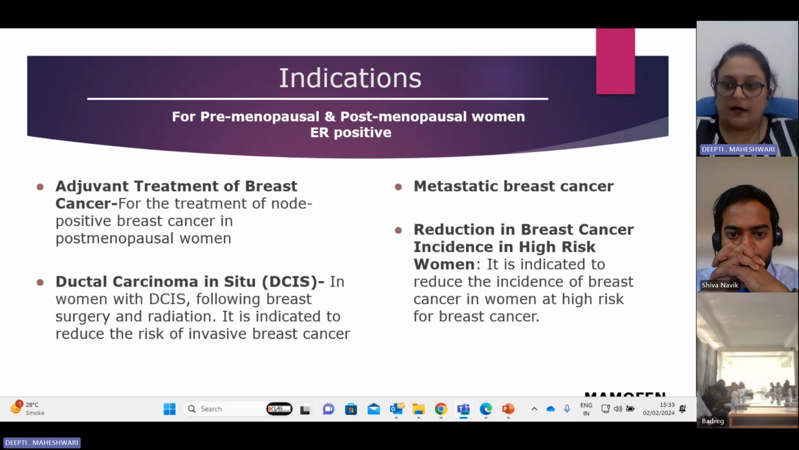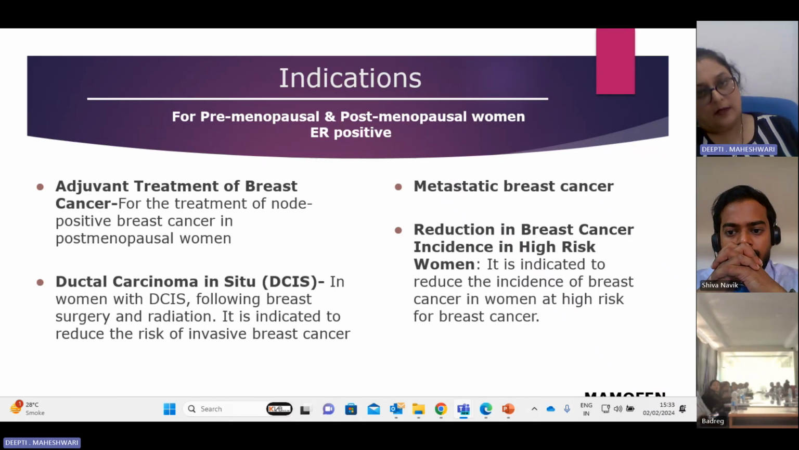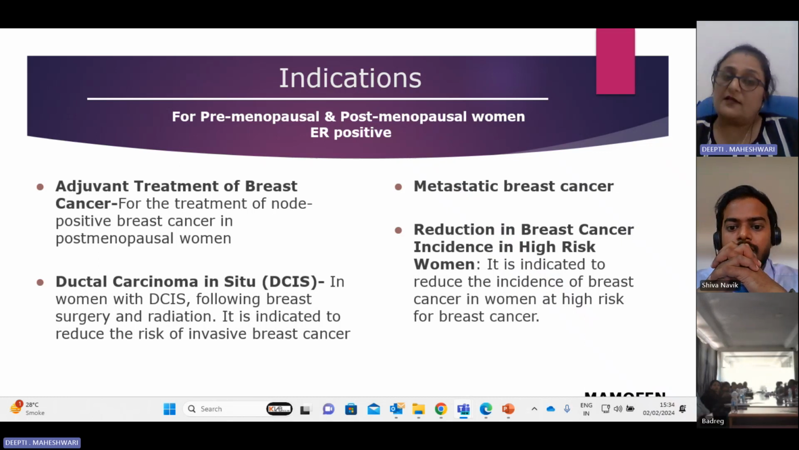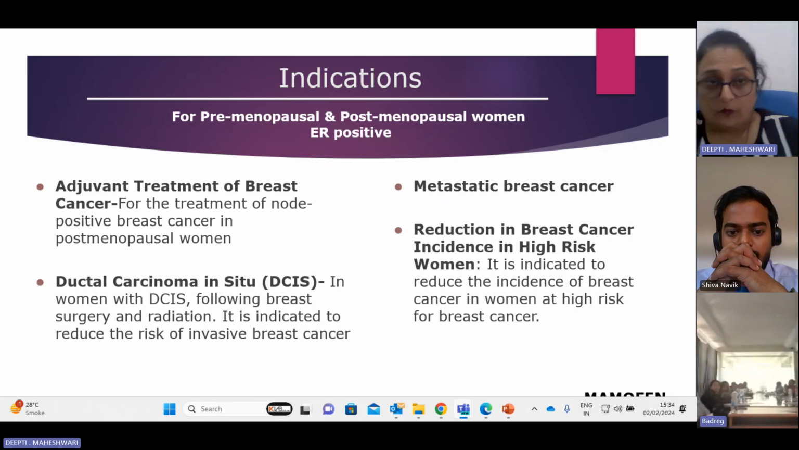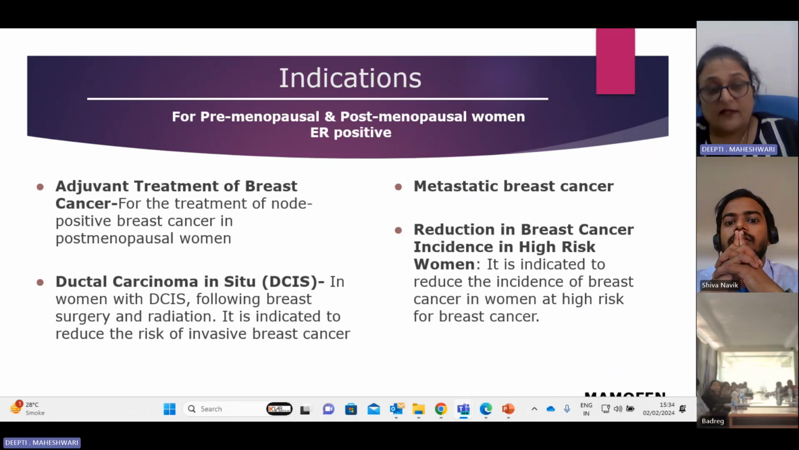Now, tamoxifen is a drug which can be used for premenopausal and postmenopausal women who are ER positive or ER/PR positive. That means estrogen receptor positive, right? The advantage of this drug is it can be used in both pre and postmenopausal conditions. That's why it is still a drug of choice. Now, in pre and postmenopausal cases, there are also some indications where tamoxifen can be used specifically. First is adjuvant treatment of breast cancer, that is for the treatment of node positive breast cancer in postmenopausal women. Now, adjuvant treatment, anyone? What do you mean by adjuvant treatment?